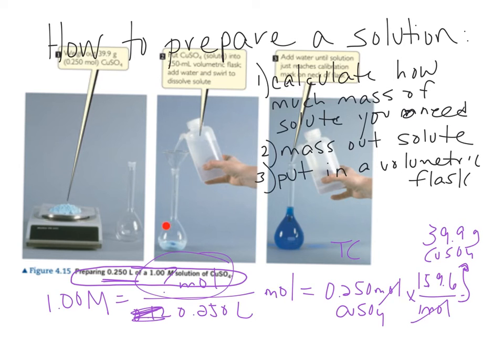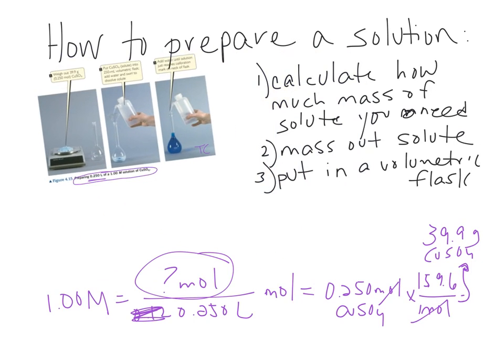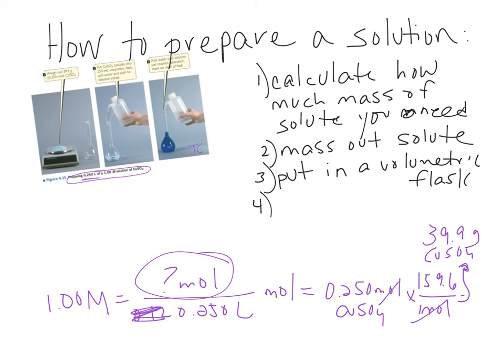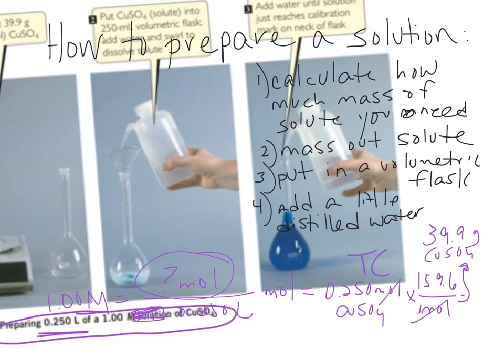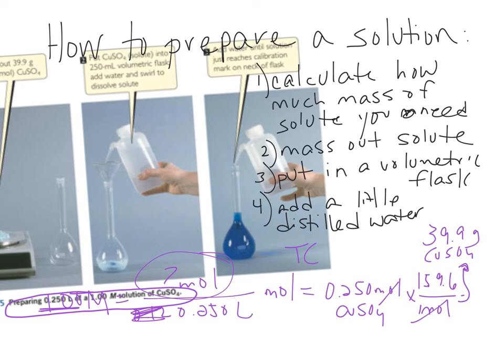So you're going to put, as they did, your stuff carefully into your volumetric flask, and then your next step will be to add a little bit of water. So let's write that down. Fourth step, add a little distilled water. Why distilled? Well, if it's not distilled, you'll be adding other ions to your solution, which would affect the solubility. And once you add that, then the next step, they don't really show you, but you'd cover up the top and shake it up to dissolve it.